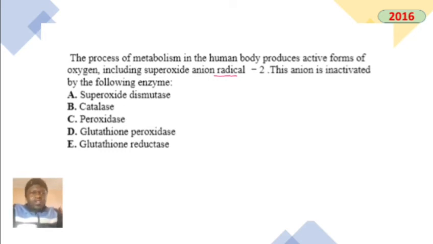The process of metabolism in the human body produces the active forms of oxygen, including the superoxide anion or superoxide radical, right? Okay, what's its formula? I wrote it like this: O2 negative. This anion is inactivated by what? So from the answer, superoxide dismutase is the one which inactivates this kind of radical, right? Superoxide dismutase. So the answer is in the question.